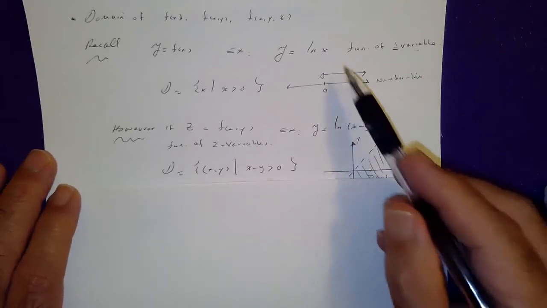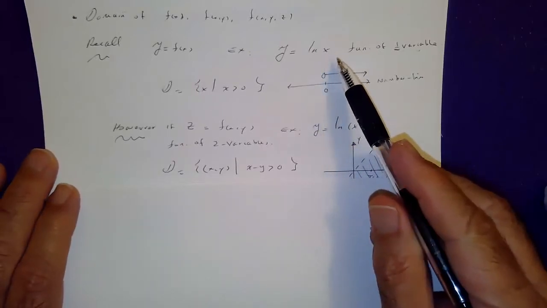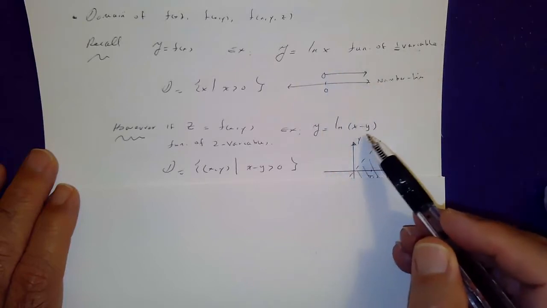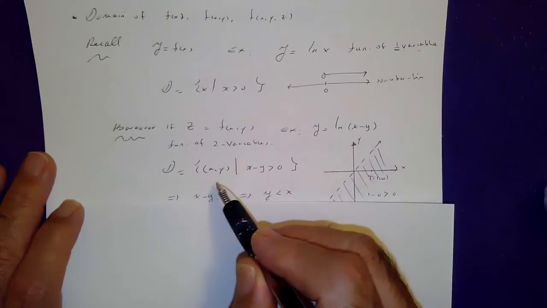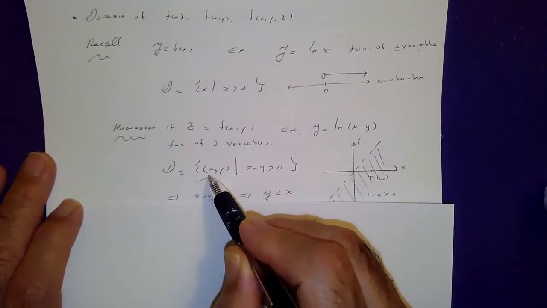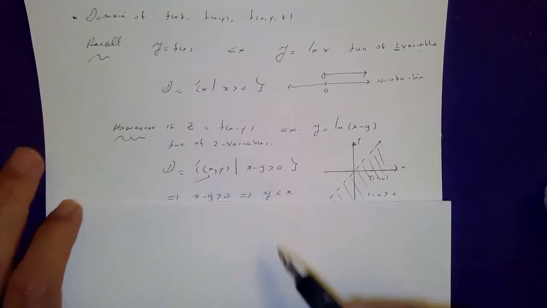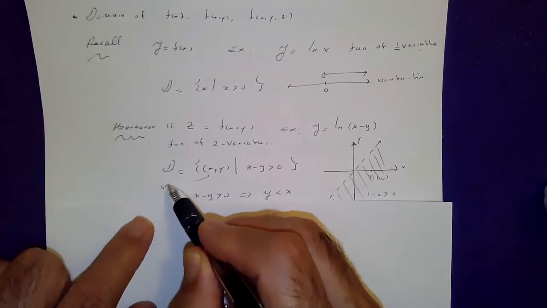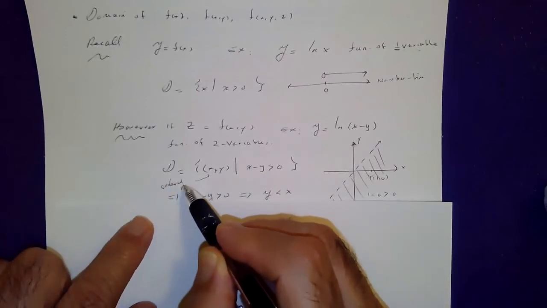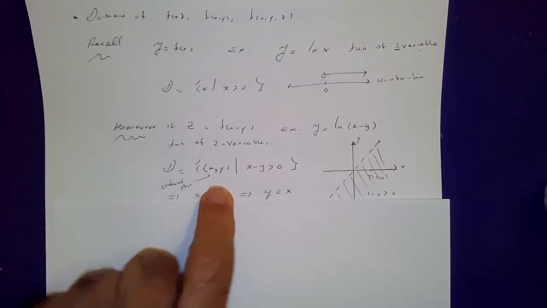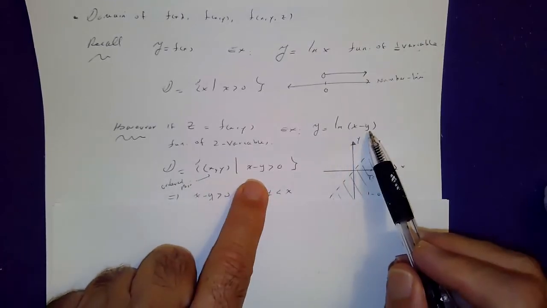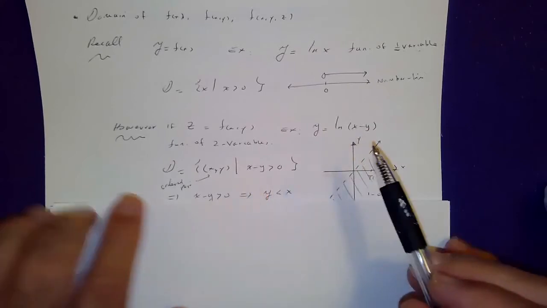For instance, suppose I change y equals natural log of x to y equals natural log of x minus y. What would be the domain? The domain is no longer just x. Notice it's ordered pairs. Do you see it? It's a bunch of ordered pairs such that x minus y is greater than 0.